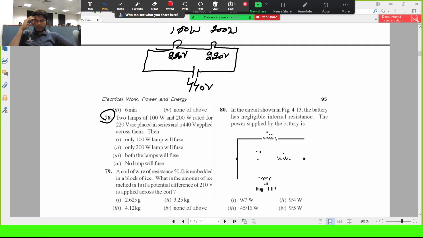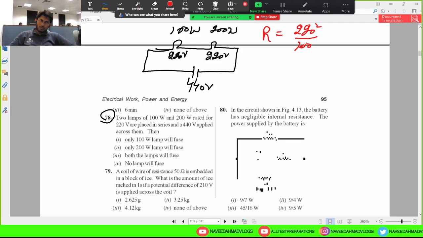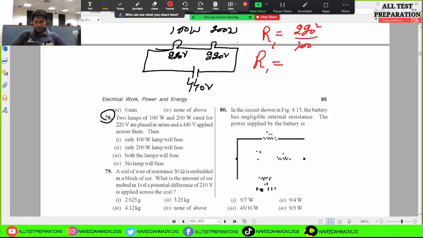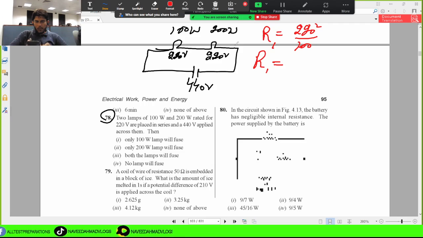Okay, so first of all we need to find the resistance. P is equal to V square divided by R. So in this case R1 is equal to 220 square divided by 100. Multiply this, and you will get 484.